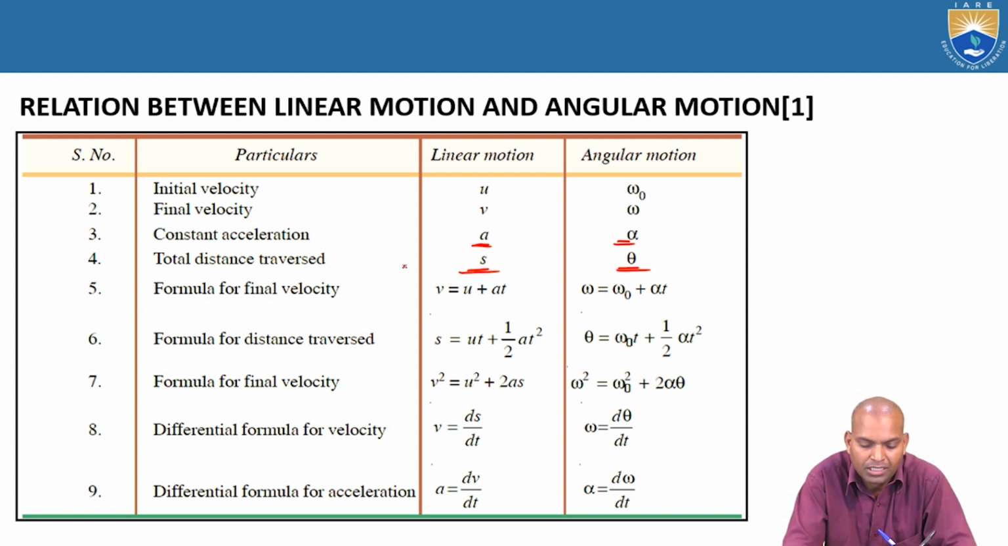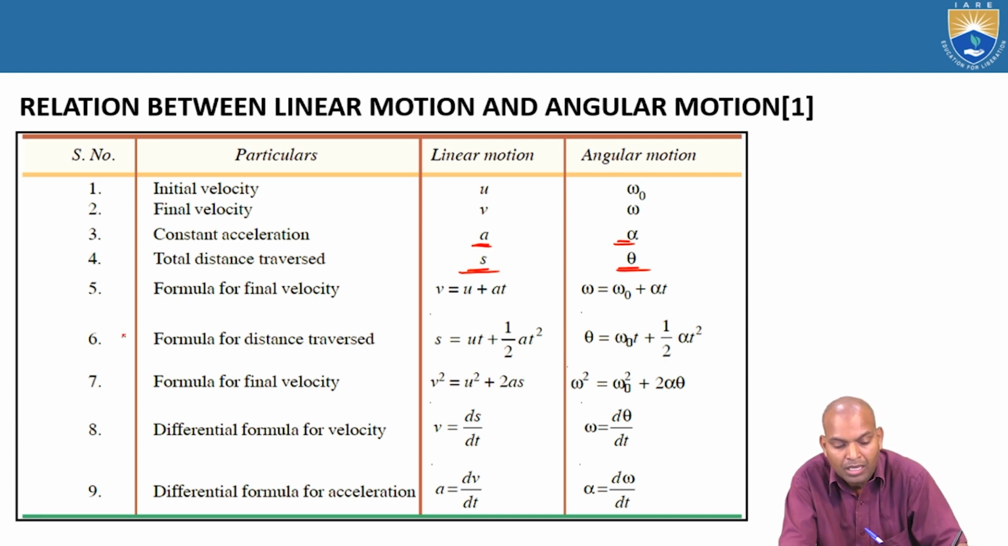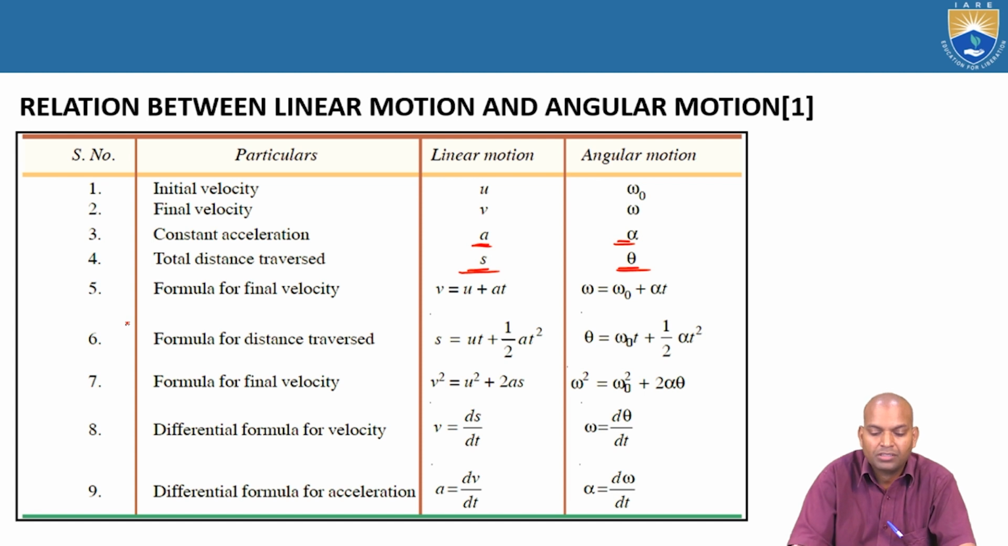The formula for final velocity is v equal to u plus at for linear motion, whereas for angular motion it is omega equal to omega naught plus alpha times t, where t is time. The formula for distance traversed is s equal to ut plus half at square for linear motion, and theta equal to omega naught t plus half alpha t square for angular motion. Another formula for final velocity is v square equal to u square plus 2as for linear motion, and omega square equal to omega naught square plus 2 times alpha theta for angular motion.